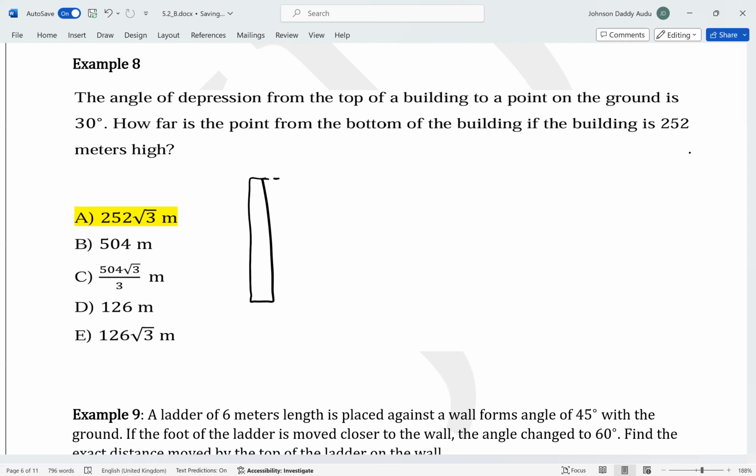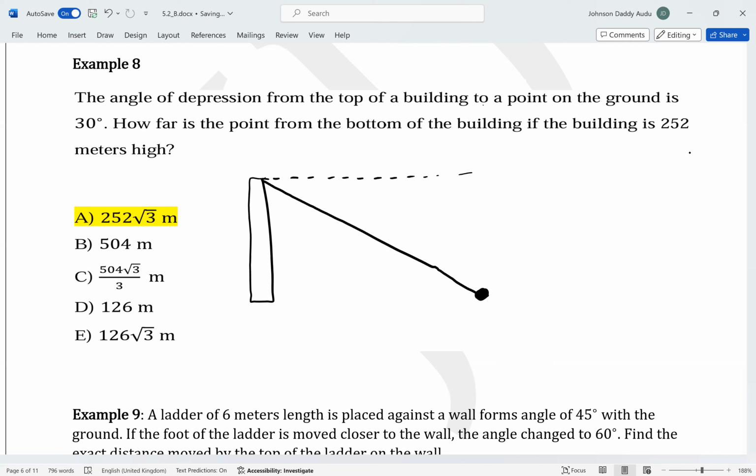If this is the building, this is going to be the height. This is the height of the building. So this will be our line of sight. Then the angle of depression from the top of a building to a point on the ground. So it means you have to locate a point on the ground. So let's assume this is the point on the ground.